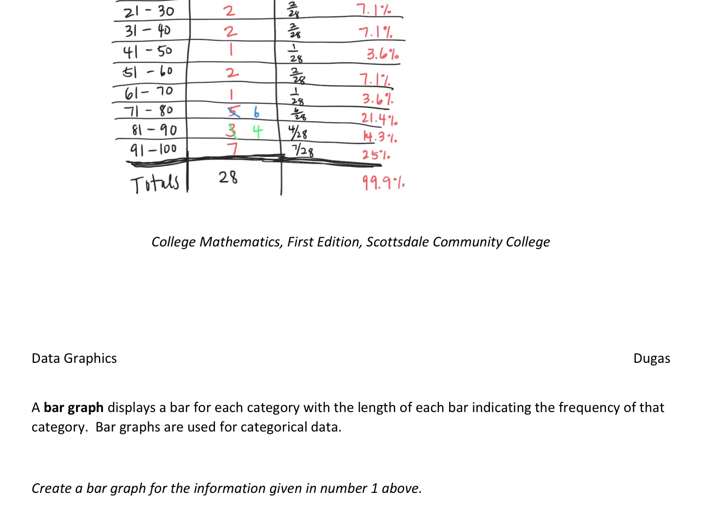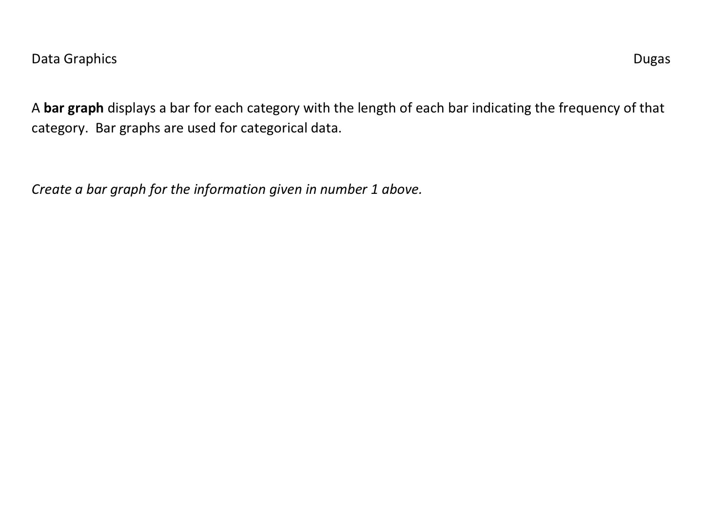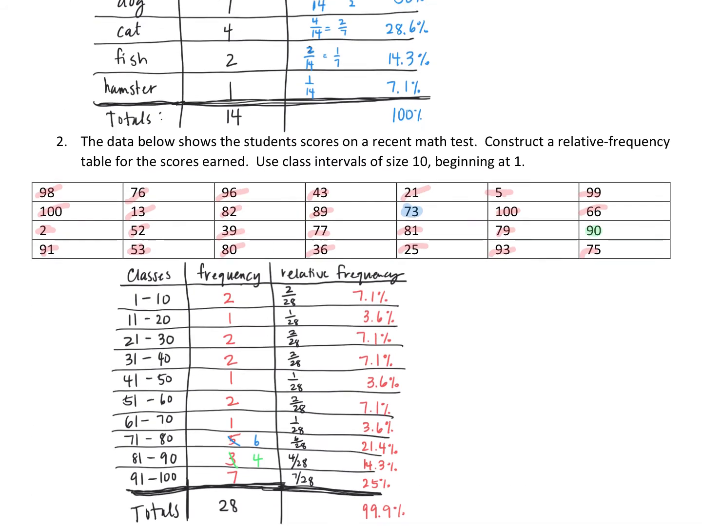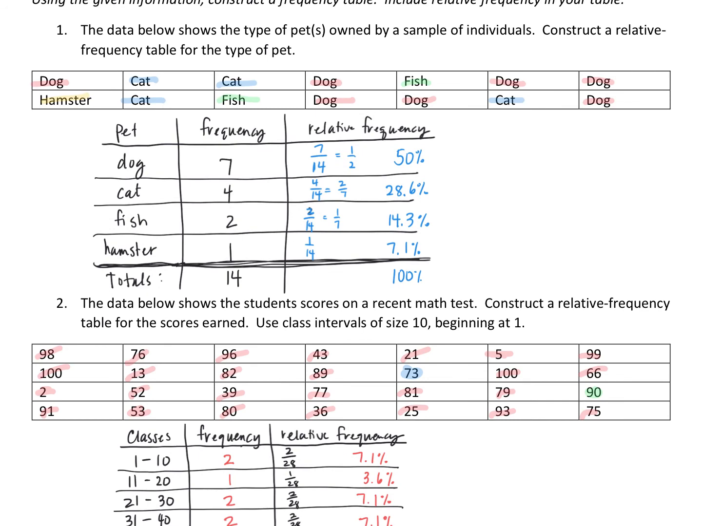Okay, so let's look at the next part. A bar graph displays a bar for each category with the length of each bar indicating the frequency of that category. Bar graphs are used for categorical data. So we want to create a bar graph for the information given in number 1 above.